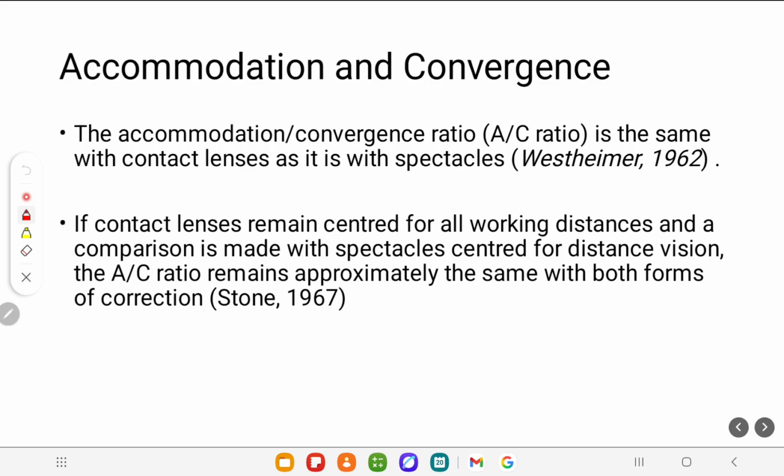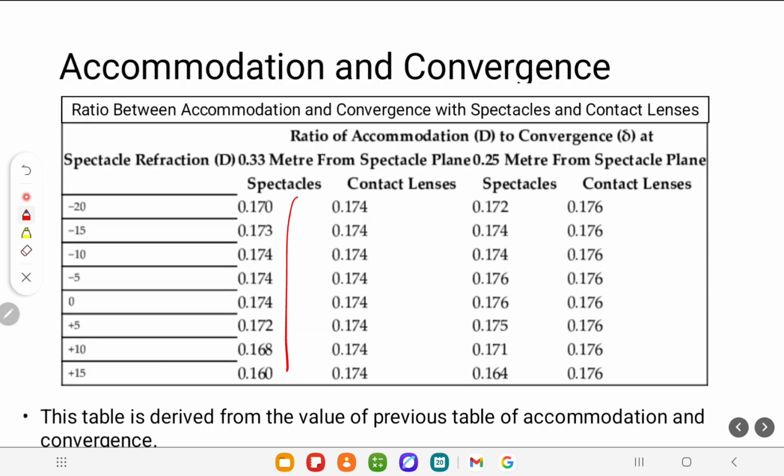So what about accommodation and convergence? The AC/A ratio, the accommodation to convergence ratio, is the same with the contact lens as with the spectacle, as given by the author. If the contact lens remains centered for all working distances and the comparison is made with the spectacle centered for distance vision, the AC/A ratio remains approximately the same for both forms. It's very important to understand that the AC/A ratio does not change that much with contact lens or spectacle. So it almost remains the same. But with high power, yes, there is a little bit of fluctuation, but it's not exactly like that.